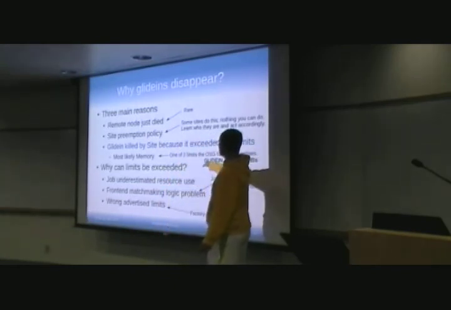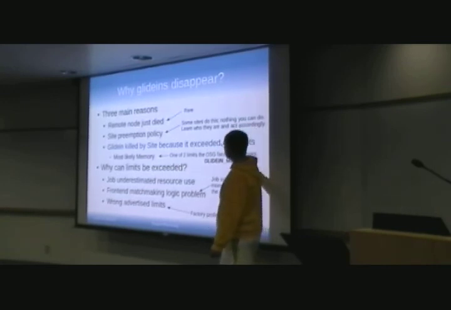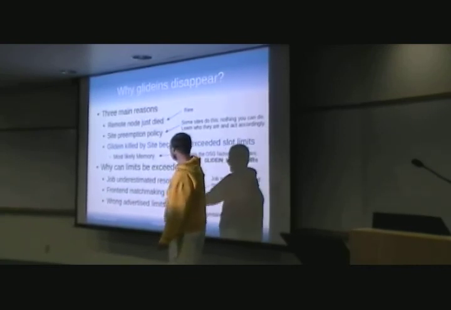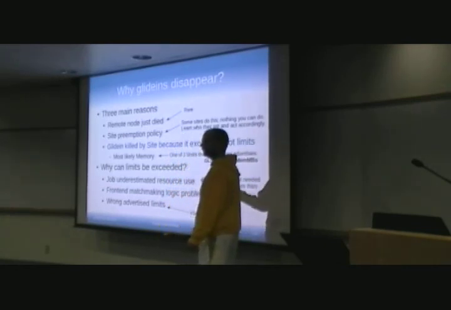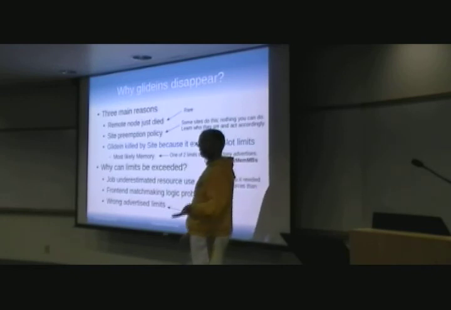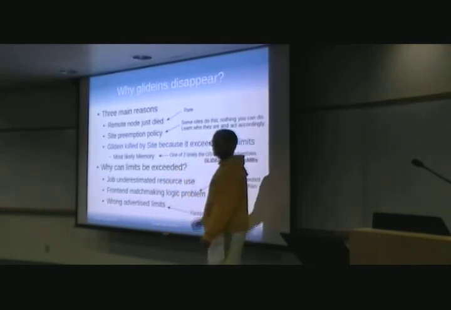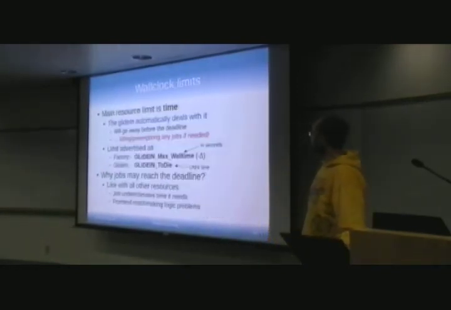In glideinWMS, the factory actually advertises the GLIDEIN_MaxMemMBs, which is what we think the site is imposing as a memory limit. Why can this limit be exceeded? Well, you underestimated the job resources. Or your matchmaking logic is broken. Essentially, the job told you it needs 4 gigs, and you matched it to a 2 gig site, for example. Or there are wrong advertised limits. The factory advertised the limit as 2 gigs, and it's really 1 gig. Then the factory admins have to fix it, and we'll see what we can do about it.